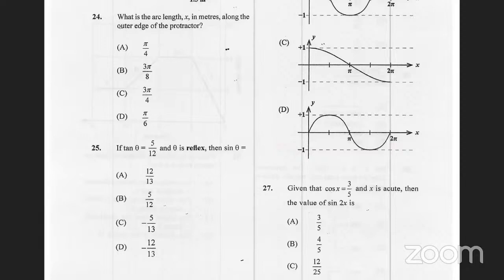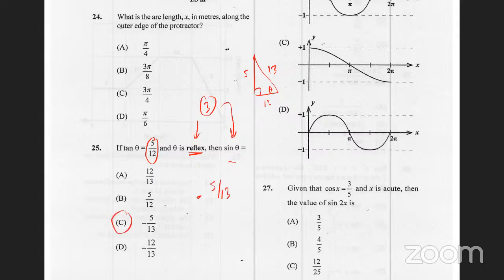So theta is this. Reflex means that the value is in the third quadrant. Third quadrant also means that sine theta will be negative. Right? So all we have to do is remember this. Sine has to be negative. Just do it quick here. You have opposite and you have adjacent. So hypotenuse is 13, right? So sine will be opposite on 13, minus because sine is negative in the third quadrant. So that's minus 5 on 13.